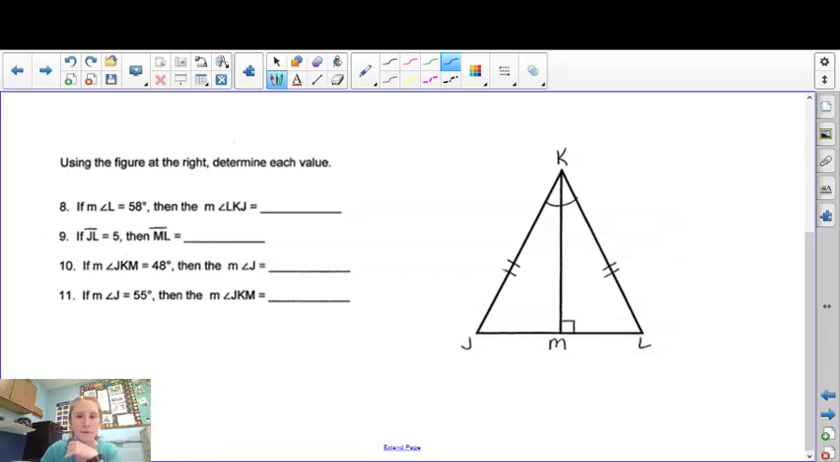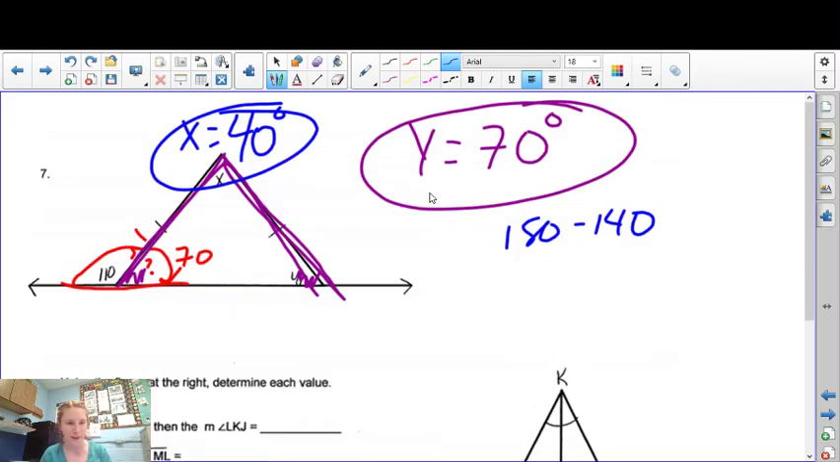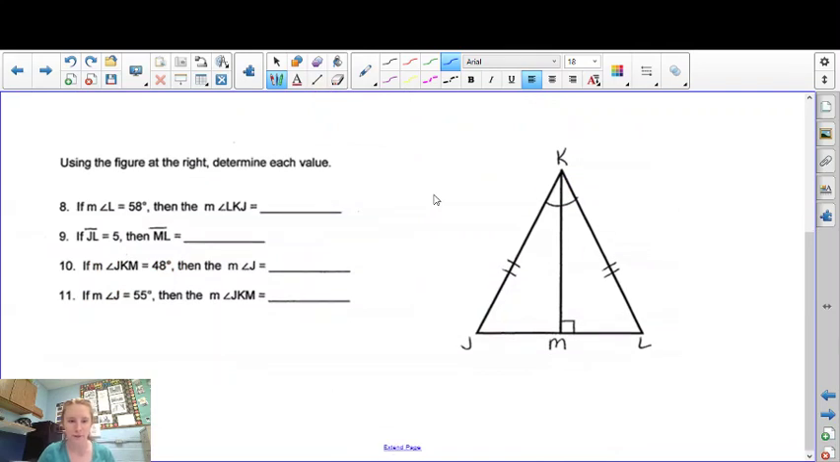I'm going to move that next time. Sorry, making a mental note to myself. All right, next we're going to finish this guy up. We got 8, 9, and 10. I don't know why that just jumped on me. That was odd. Use the figure to the right to determine the value.